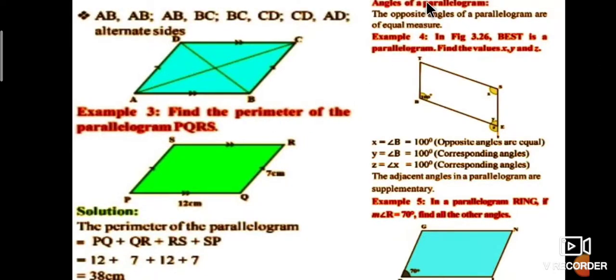Next one is angles of a parallelogram. The opposite angles of a parallelogram are equal in measure. Okay, in a parallelogram, the opposite angles are equal. Observe this parallelogram. The opposite angles are equal. Similarly, angle S is equal to angle Q. Similarly, angle P is equal to angle R, because the opposite angles of a parallelogram are equal in measure.